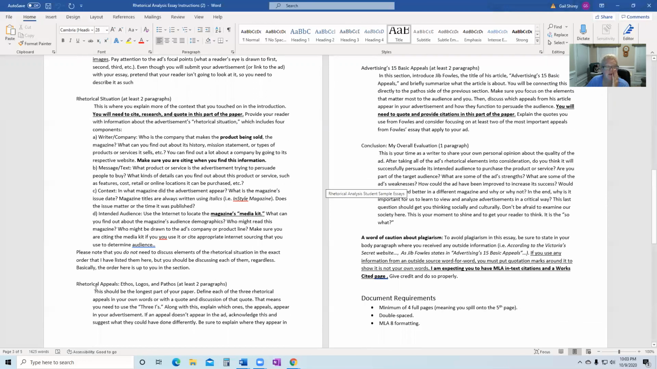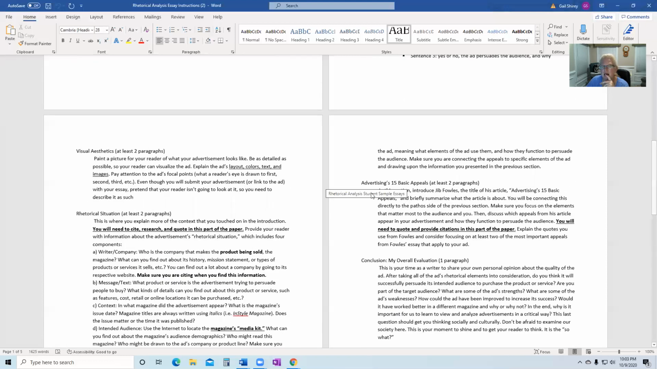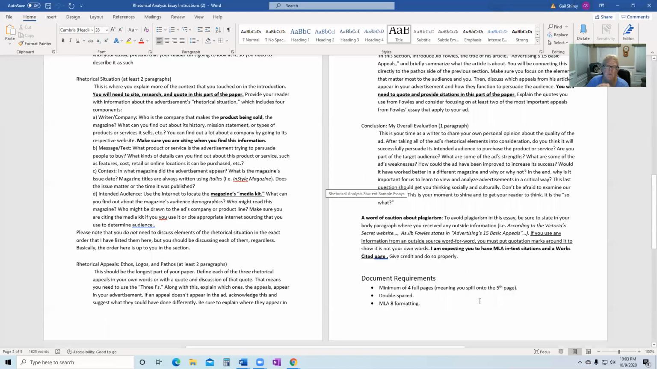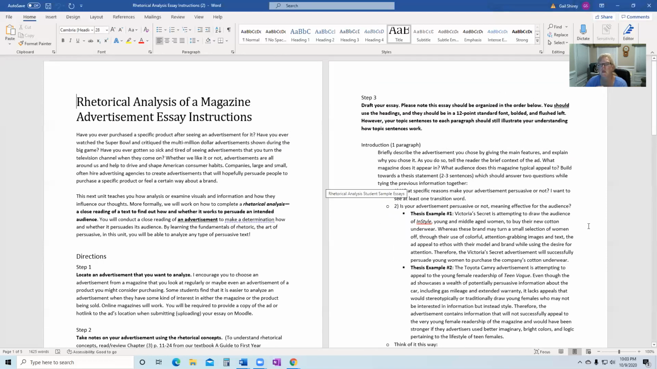You are also going to have a section on rhetorical appeals. You'll have a further section on advertising's 15 basic appeals. And again, in this section, you will quote and cite. And then, of course, a conclusion. So it's a somewhat lengthy instruction sheet. I've done that to try to be as detailed as I can to guide you on what is expected in this next essay.